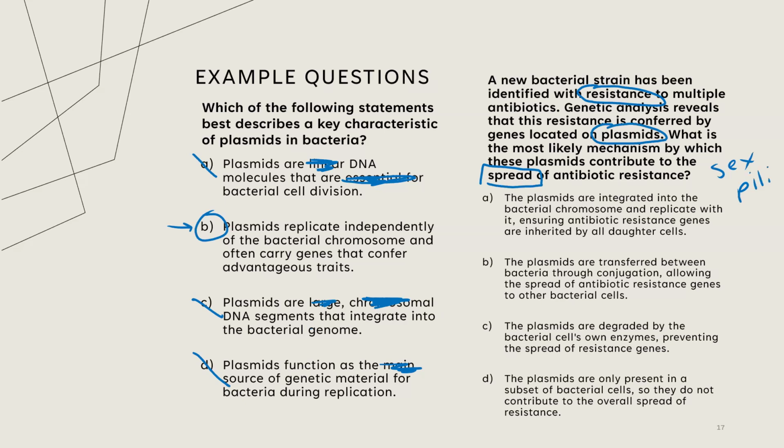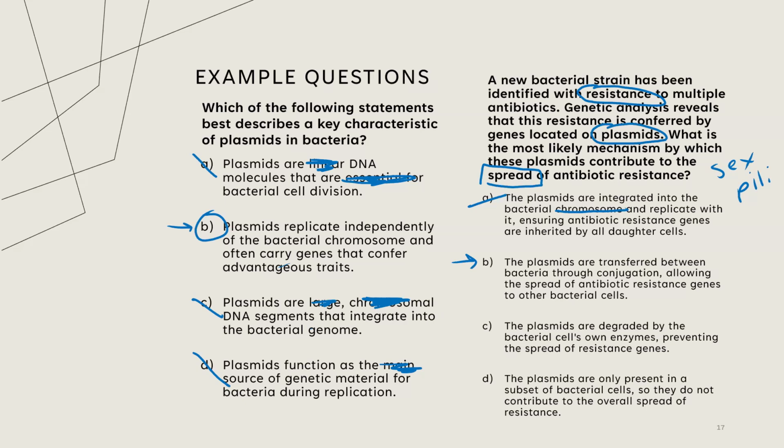Okay, so A, the plasmids are integrated into the bacterial chromosome. No, not in the chromosome. B, plasmids are transferred between bacteria through conjugation. Looking good. Through conjugation, always read it all the way through, right? Allowing the spread of antibiotic resistance genes to other bacterial cells.